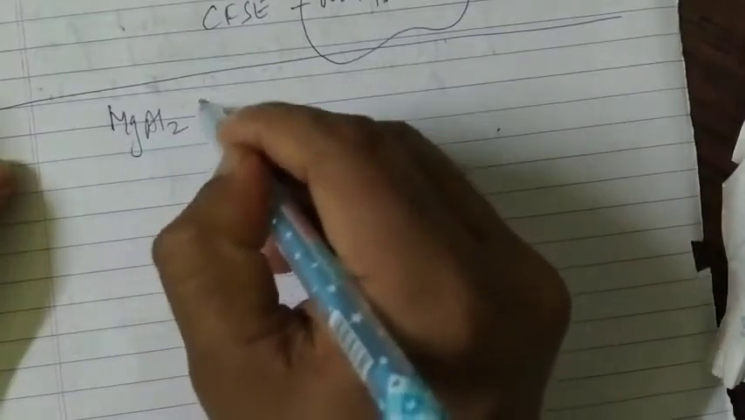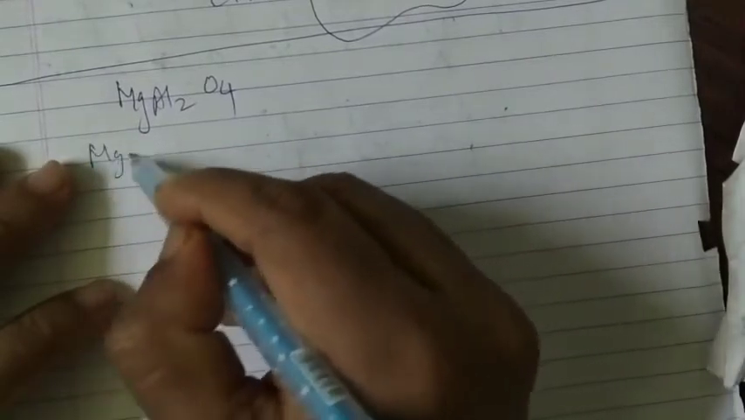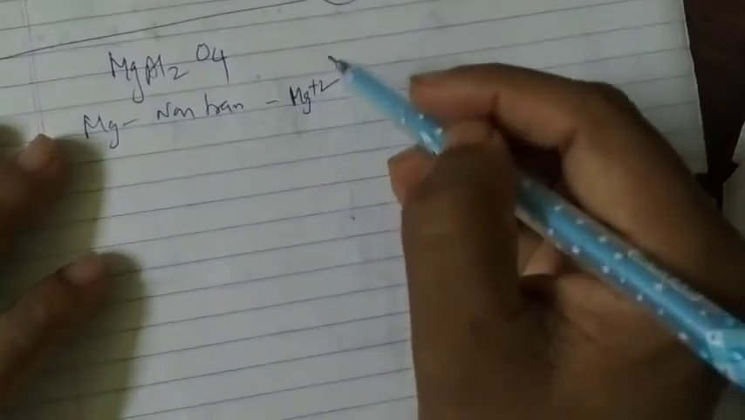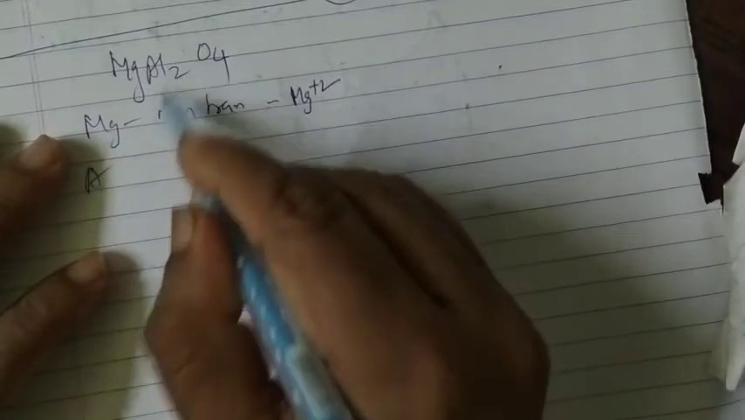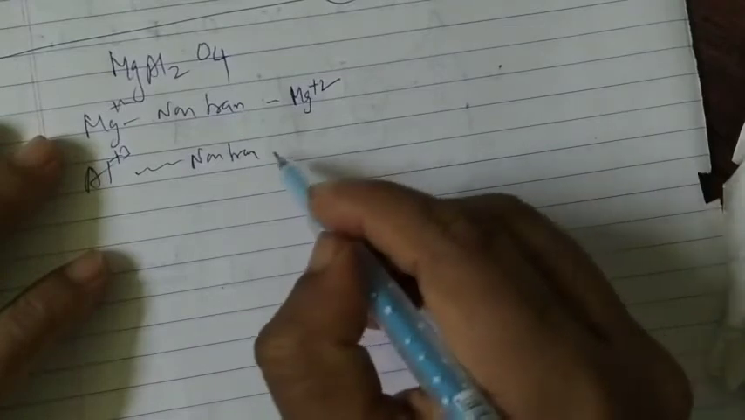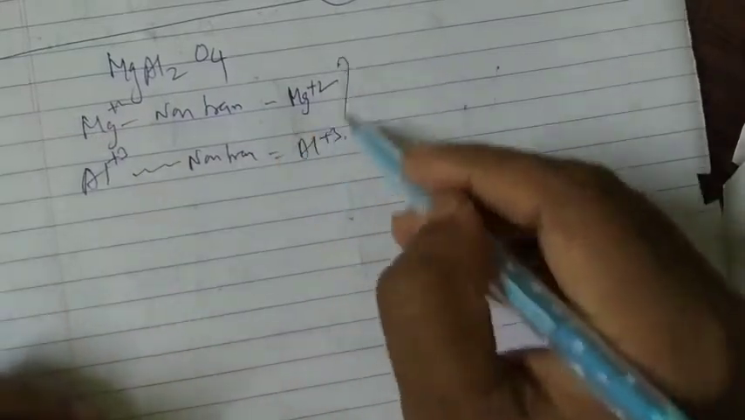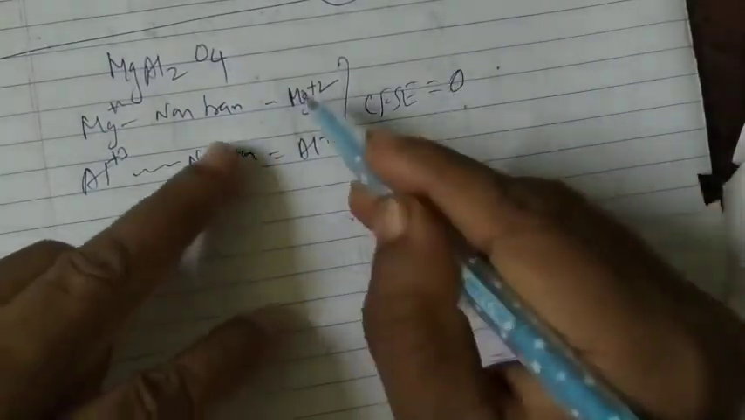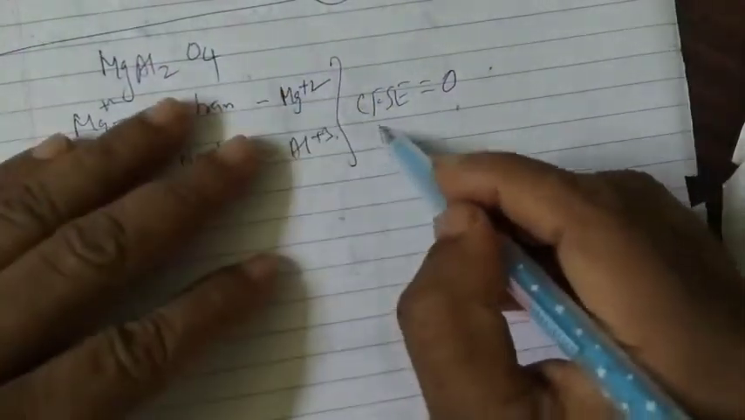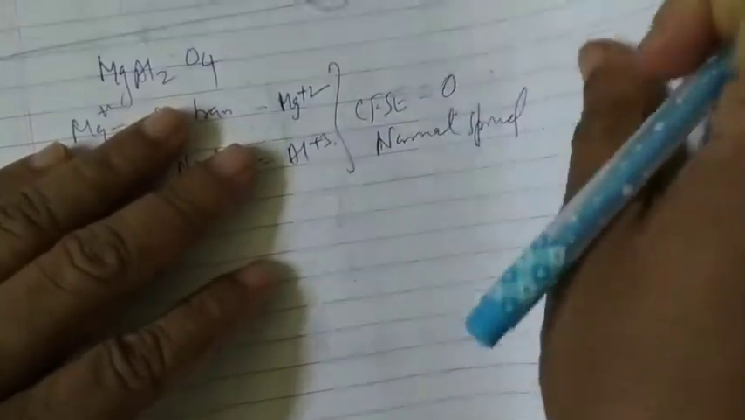So MgAl2O4 is the example here, and we know that here magnesium is a non-transition element in plus 2 state, and Al is in plus 3 state, which is also a non-transition element. Both are non-transition elements, so the CFSE, crystal field stabilization energy, of both will be 0. According to the point to be remembered, if both are non-transition elements, we call it a normal spinel. So this comes out to be a normal spinel. This is how we can do it.